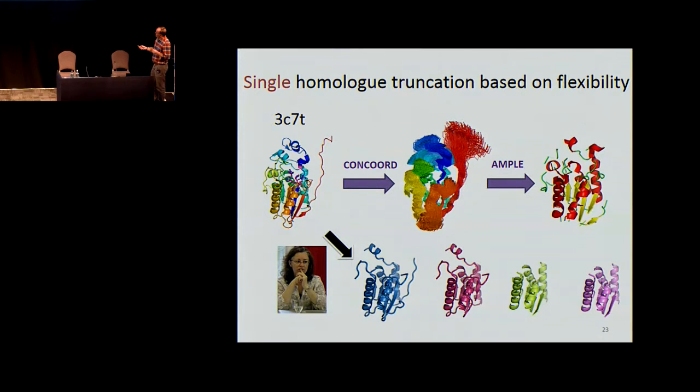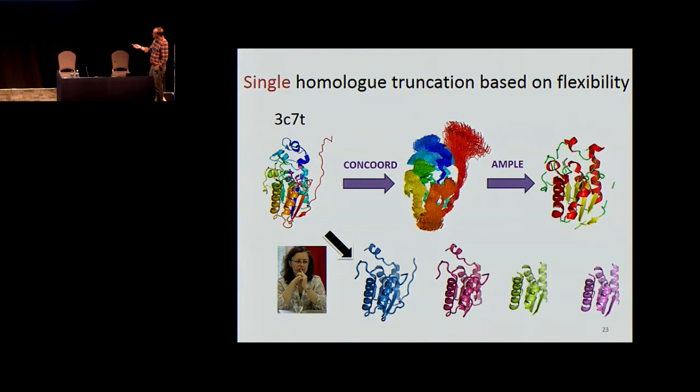So finally, the idea of what you do if you have a single distant homologue and it's not working straightforwardly. The idea here is, like I say, to truncate down to a conserved core, which in this case is just there. You can perhaps see those stick residues. That's the catalytic site.